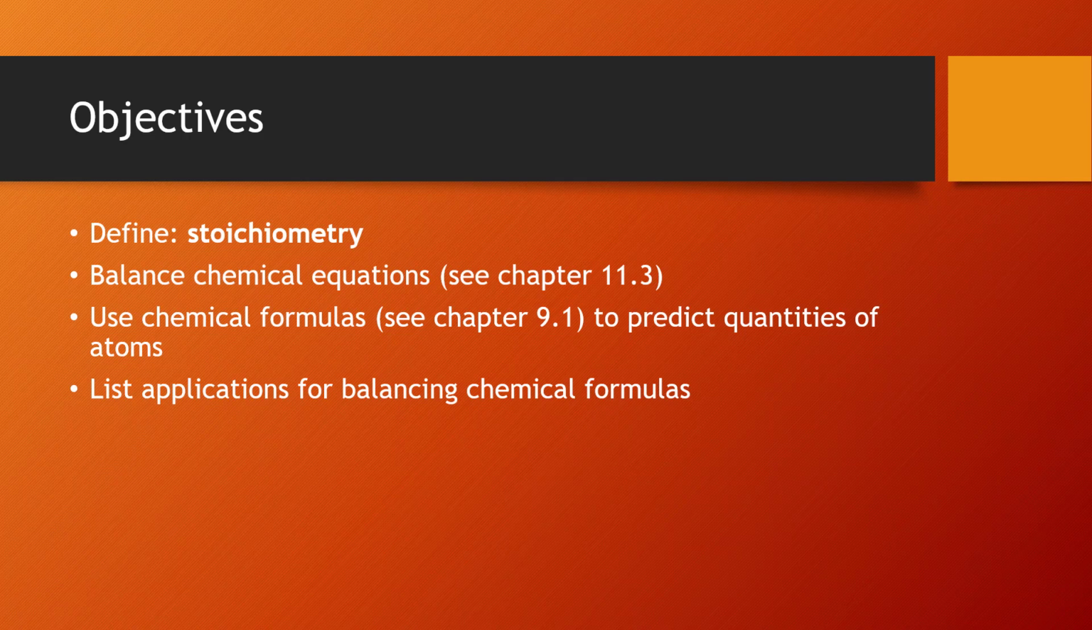So be able to balance chemical equations. Remember, chapter 11.3 was about that, and you're going to want to look over chapter 11 in general to remind yourself how to balance these things. Be able to use chemical formulas. Remember chapter 9 with the polyatomic ions and such. Good time to brush up on that so you can predict quantities of atoms.